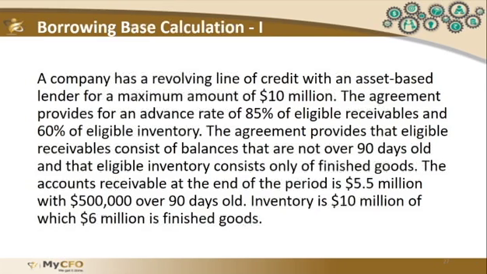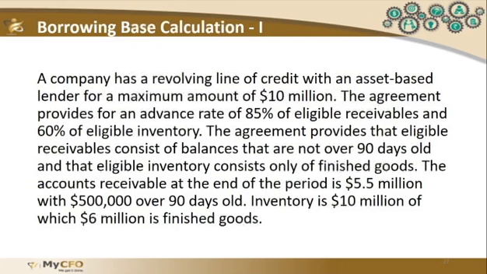So it reflects the current status of lender's collateral. This certificate should be compared to the balance sheet for consistency. I'm going to go right away to an example. A company has a revolving line of credit with an ABL for a maximum amount of $10 million.